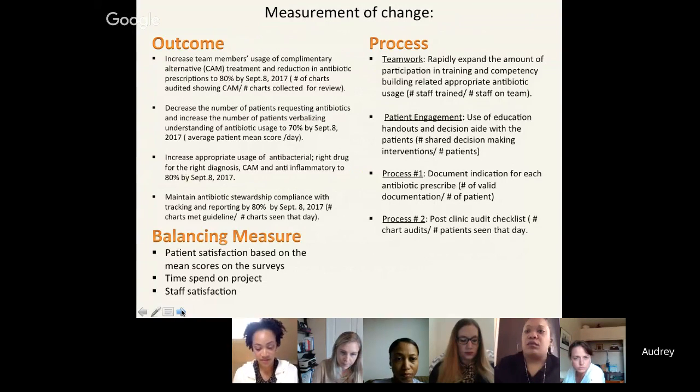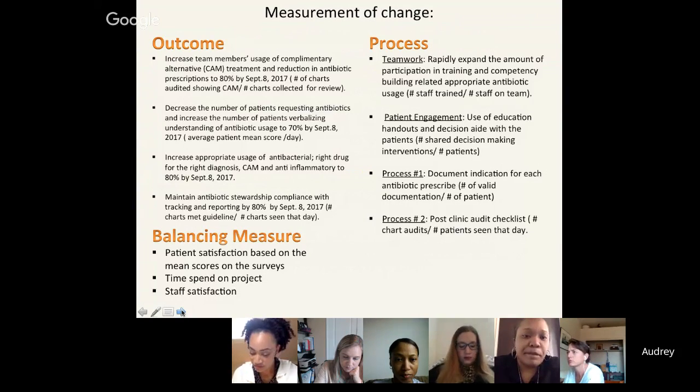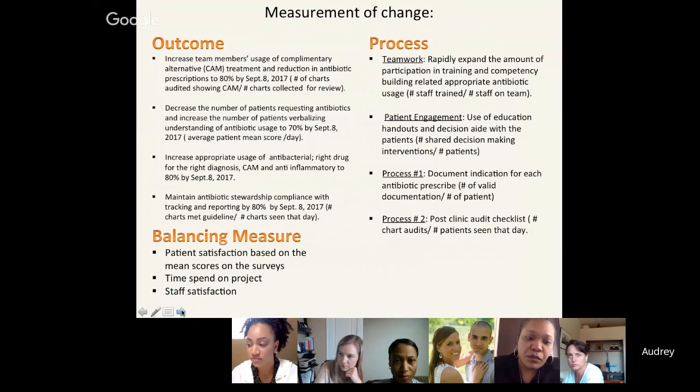The other thing would be to increase appropriate usage of antibiotics to the right drug, right diagnosis, and this would be evident through documentation as well. And the other outcome is to maintain antibiotic stewardship with compliance through auditing and tracking, and this will be done through chart audits, which would be the number of charts collected and audited versus the number that's seen that day.